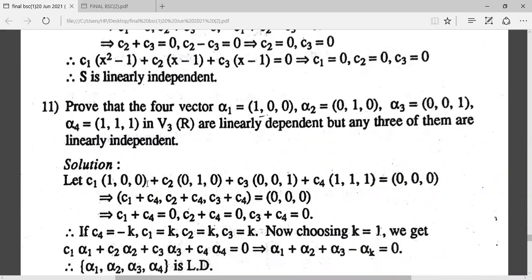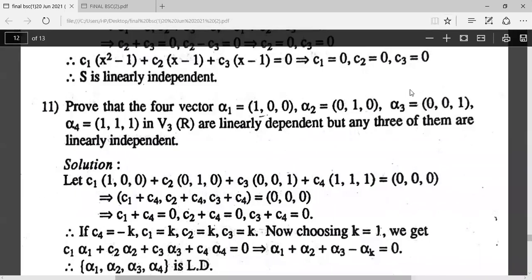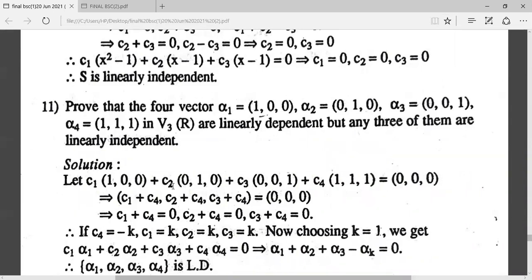So C1 into 1 0 0, take the linear combination. C2 into 0 1 0, C3 into 0 0 1 plus C4 into 1 1 1 equals the 0 vector in 3 dimensions. So what is the 0 vector in 3 dimensions? 0 comma 0 comma 0. Here remember C1, C2, C3, C4 are all scalars belonging to the field of real numbers.